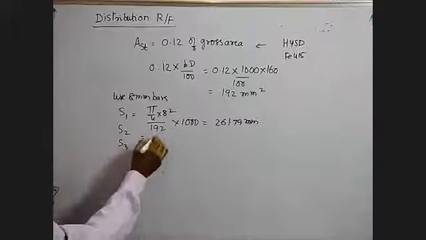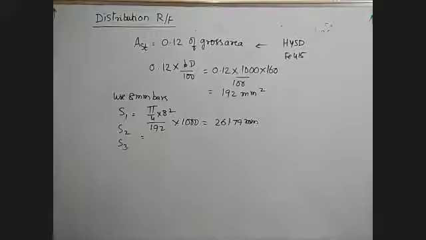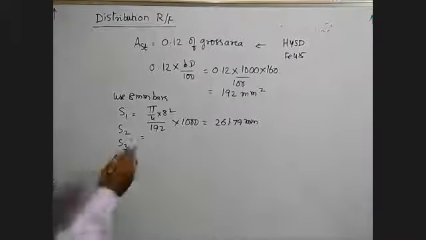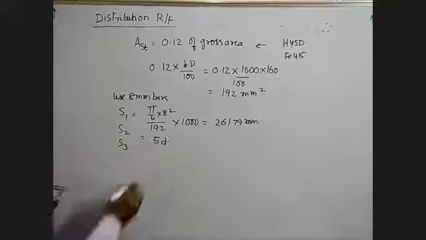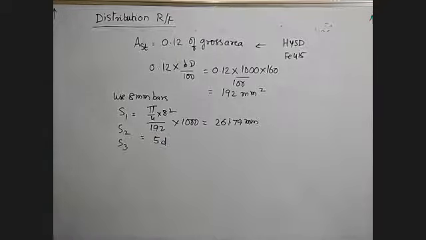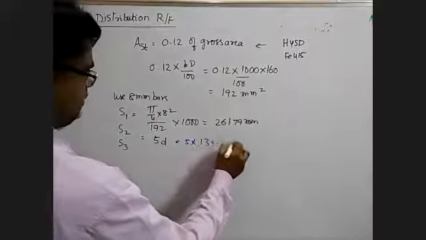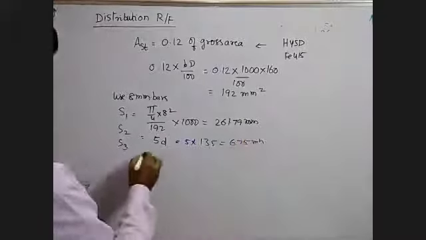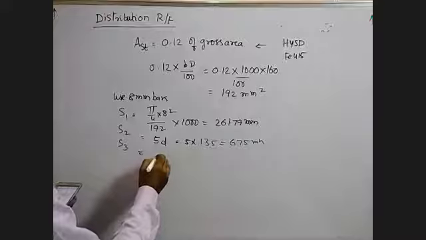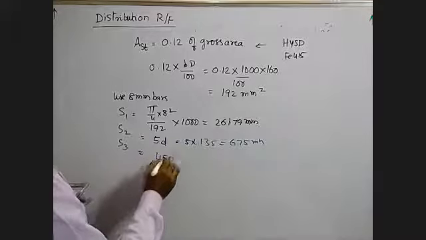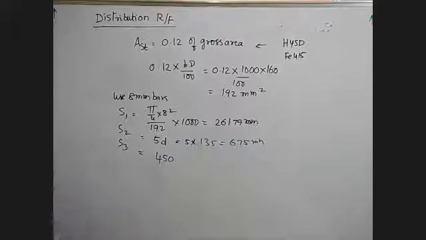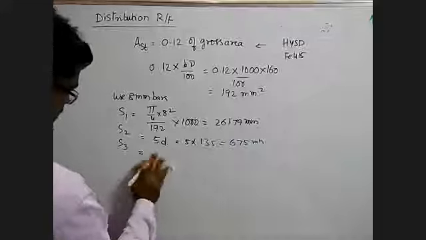S2 is equal to here. Remember, here there is a difference from the main reinforcement. For main reinforcement, the spacing is 3D, but here it is 5D. So 5 into 135, 675 it comes. And S3 also, here it is 450 mm. Remember, S3 is 450 mm. This is the difference, this is 450 mm.